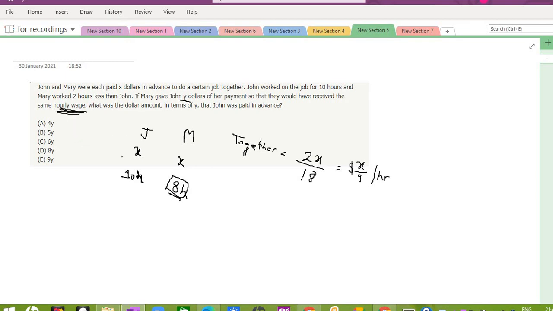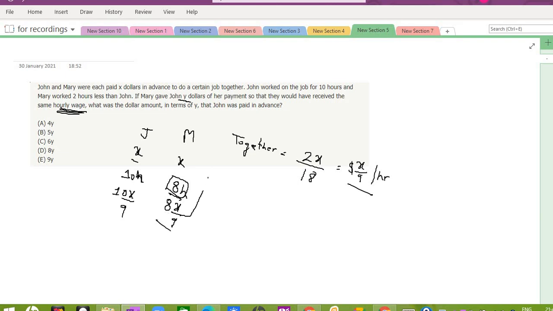So what should actually John be getting for working 10 hours? We know that per hour is x by 9 dollars. So they get x by 9 dollars for working for 1 hour. So actually John should receive how much? Since he's working 10 hours, he should receive 10 into x by 9. So he should ideally be receiving this much amount, but he's receiving only x dollars instead. And ideally, Mary should receive how much? She worked only for 8 hours, so 8x by 9. This much amount Mary should be receiving.